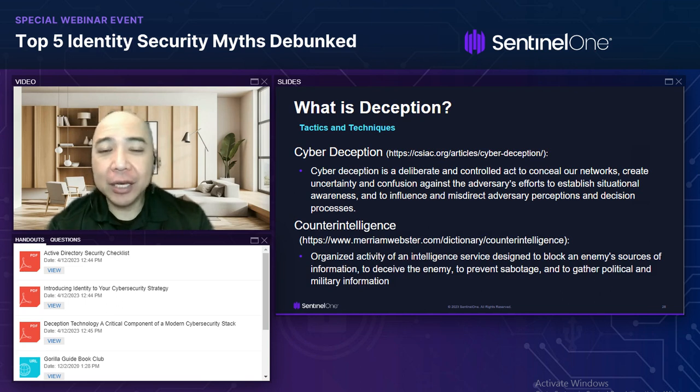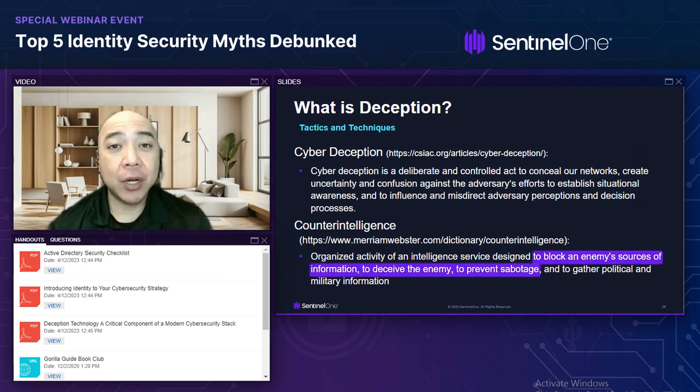Counterintelligence. If you look at this definition, this is cyber deception in a nutshell. Organized activity of an intelligence service designed to block an enemy's sources of information, deceive the enemy, prevent sabotage, and to gather political and military information. For us, in cybersecurity, this is what we're really interested in. We're blocking the enemy's sources of information, we're deceiving the enemy, and we're preventing sabotage. Does that sound like cyber deception? Yes. So cyber deception as a control is initiating counterintelligence actions in your environment.